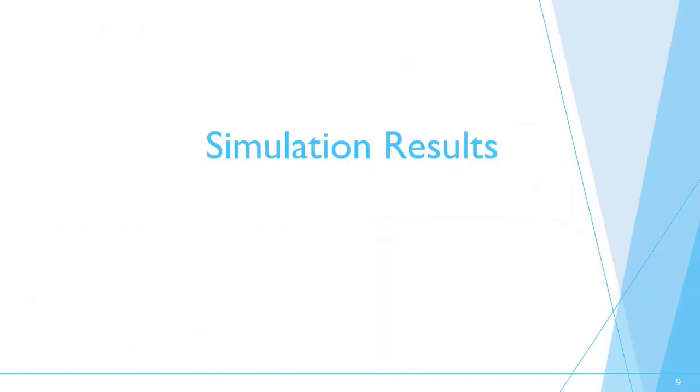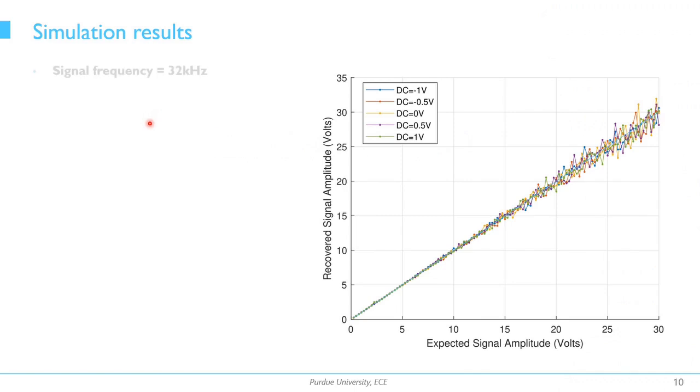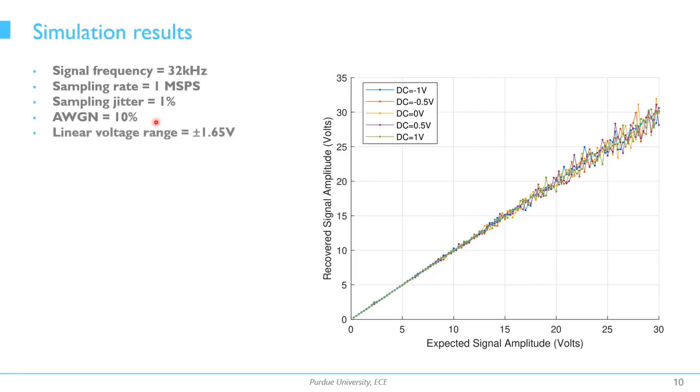Moving on to the simulation results, a 32 kHz sinusoidal signal was used with a sampling rate of 1 megasamples per second, and then sampling jitter and Gaussian noise were also added. A linear voltage range of plus or minus 1.65 volts was used to clip the signal. Finally, a 50 cycle window was used for recovering the signal amplitude.